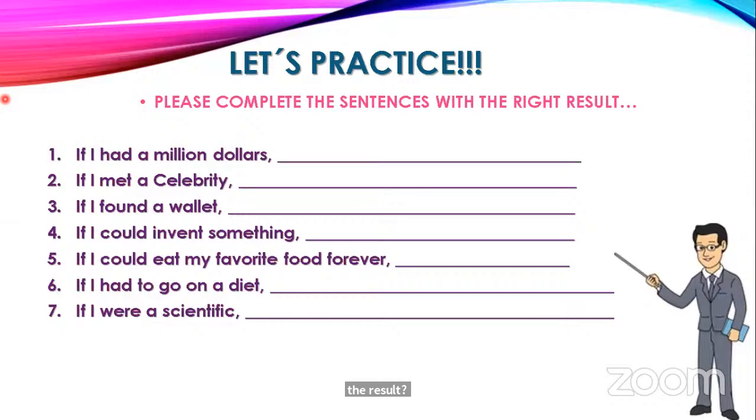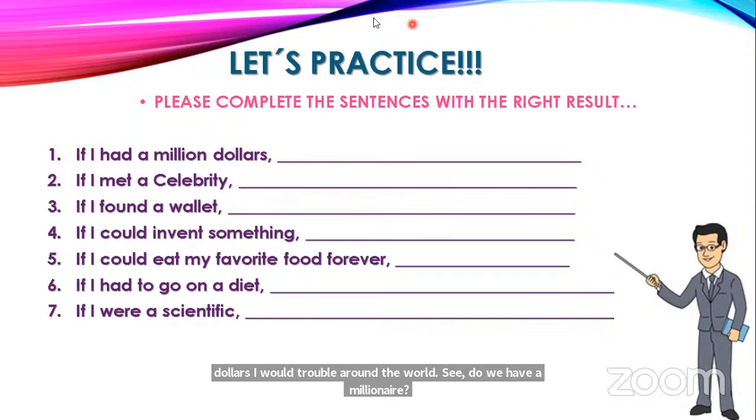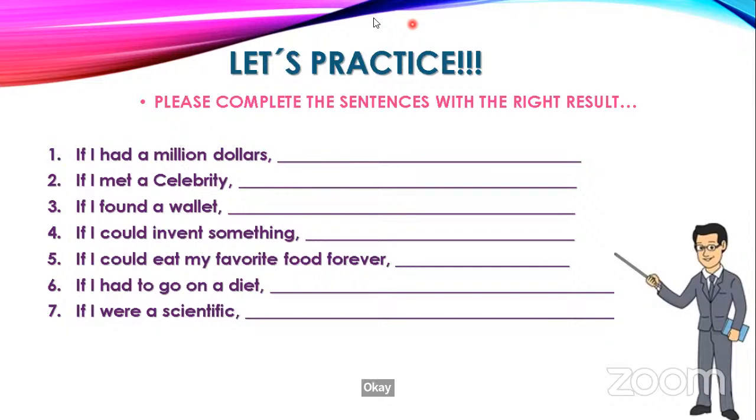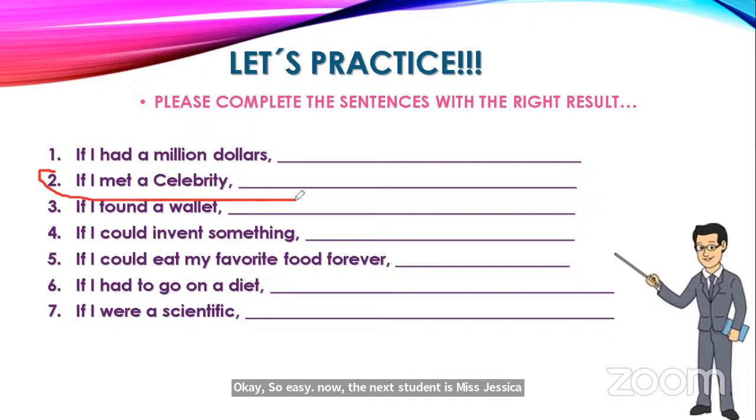Example, the first one is for me. If I had $1 million, si tuviera $1,000,000, ¿qué haría? I would buy, or I would travel around the world. That is a good common answer. If I had $1 million, I would travel around the world. Si tuviera $1,000,000, viajaría a través del mundo o alrededor del mundo. Okay, so easy. Now, the next student is Miss Jessica. Miss Jessica, hello, good morning. Could you help me with number 2, please? Read it and give the result.